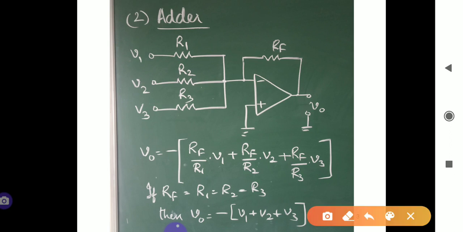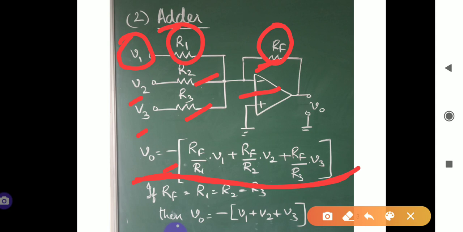So not very difficult. We will continue to write the equation exactly in the same pattern as we did for the inverting amplifier, and you can see that you get RF by R1 into V1 plus again RF by R2 into V2 plus RF by R3 into V3. That is what we have written in this equation here. You see? But you shouldn't forget to put a minus sign here because we are giving it through the inverting input.